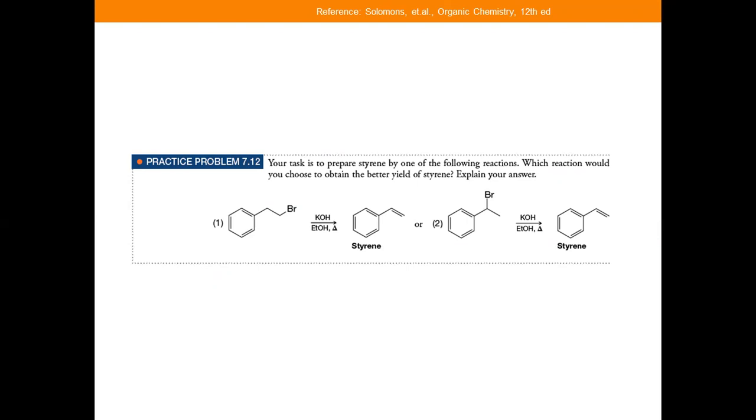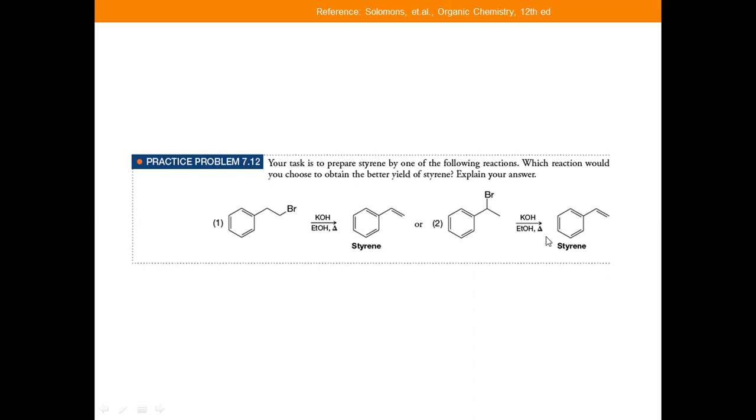We are to choose which reaction would give a better yield of styrene. There are two kinds of reactions here. You have an aromatic one, but you have an alkyl halide in the side chain, and a Br. Of course, you get your alkene here. The question is, which reaction would you choose to obtain a better yield of styrene? Explain why.